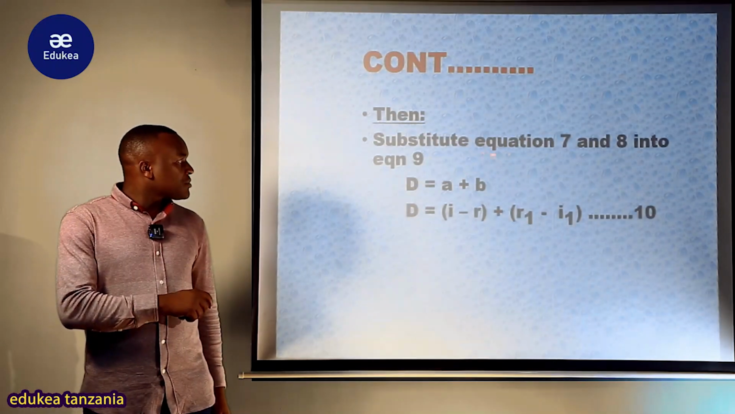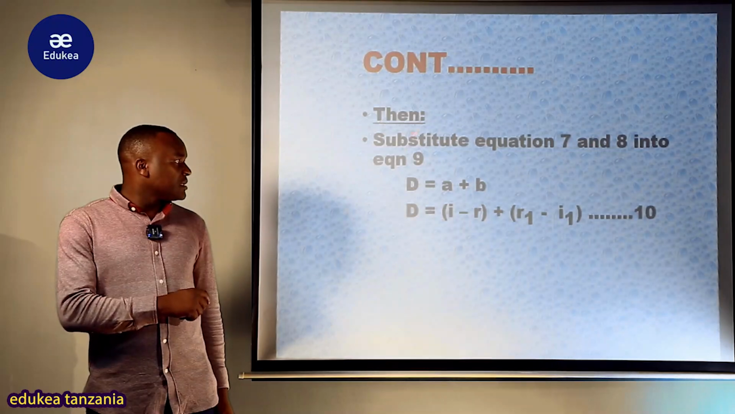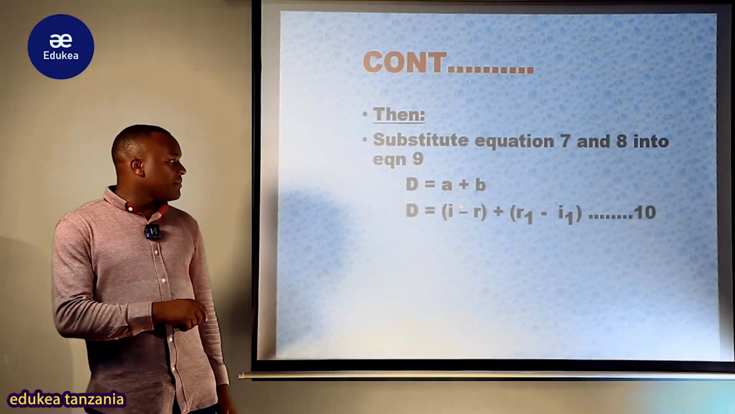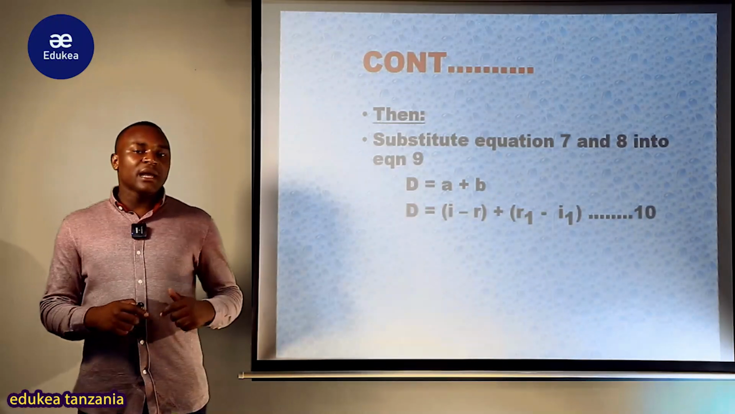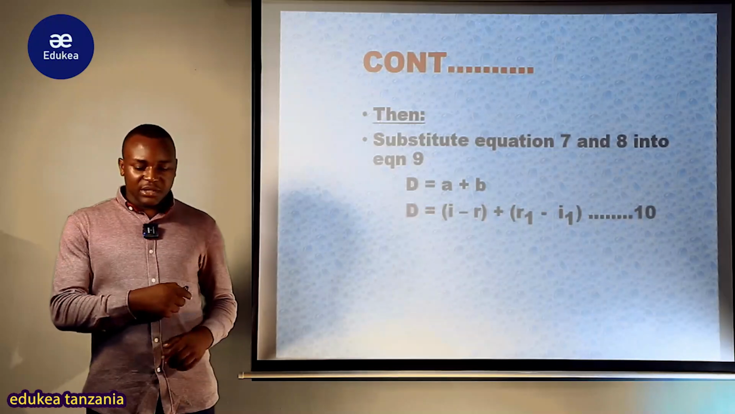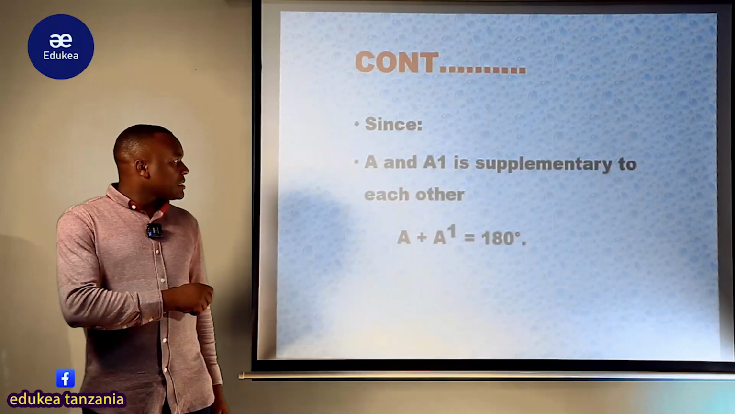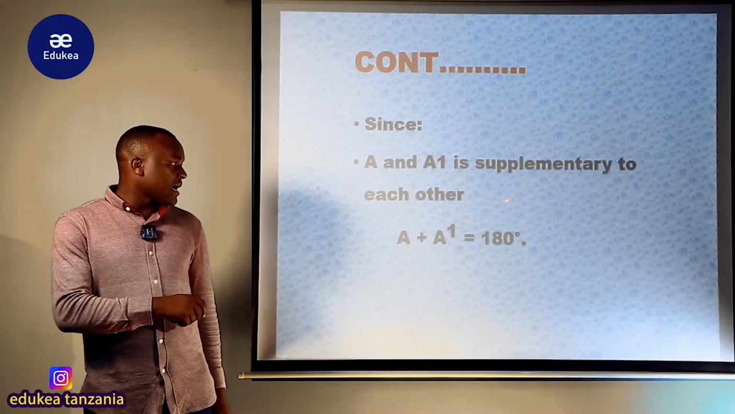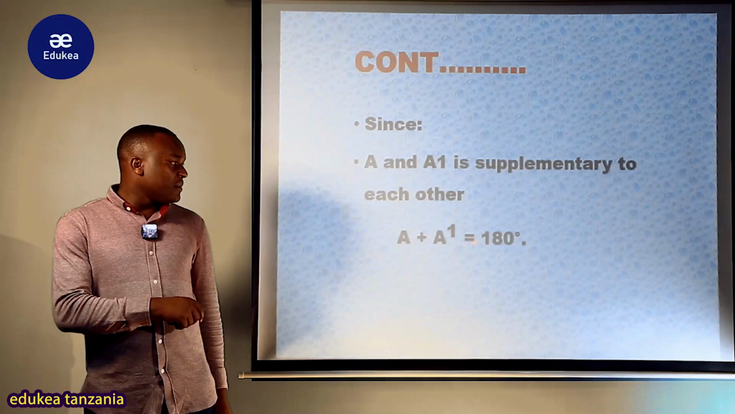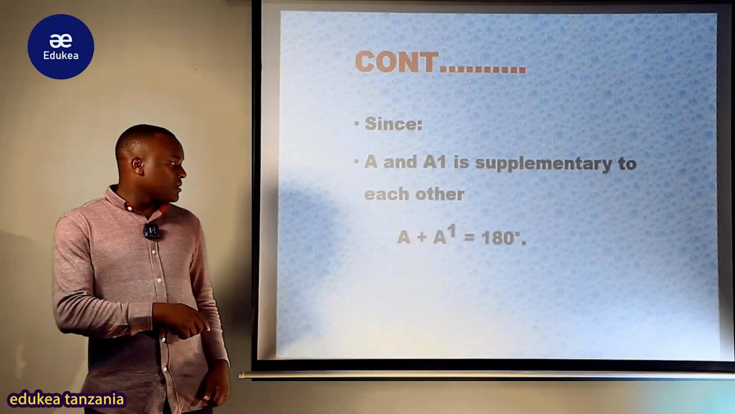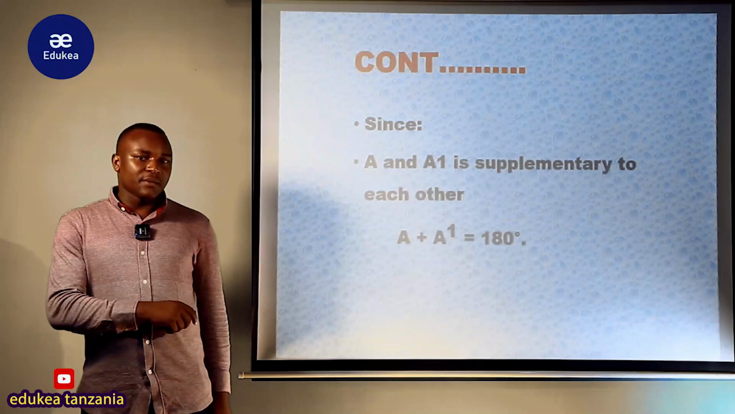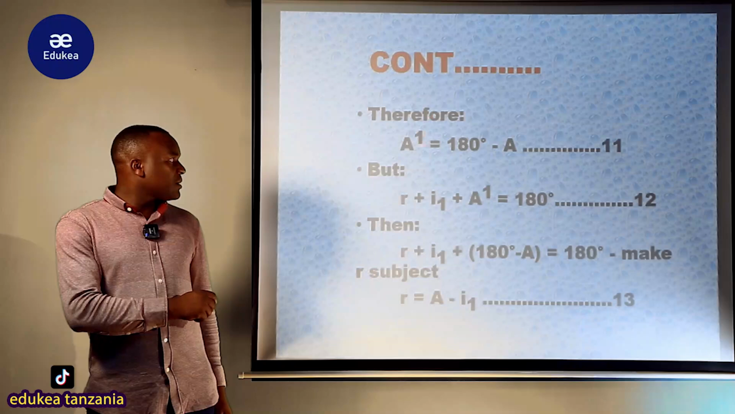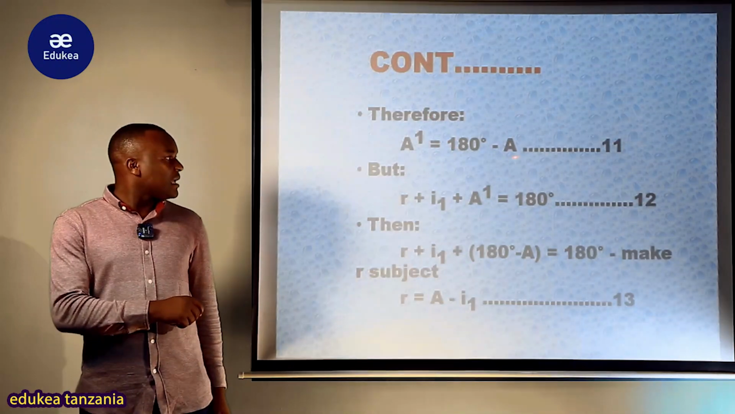Therefore, substitute equation 7 and 8 into 9, kwamba D sawa sawa na A plus B, lakini A tulikuwa tumeshapata formula yake ni I minus R, but B ilikuwa ni R1 minus I1. Hii tuite equation ya 10. Then tunasema since if we take A and A1 is supplementary to each other, so A plus A1 will be equal to 180. So A plus A complement sawa sawa 180. So therefore A complement sawa sawa 180 minus A, equation ya 11.